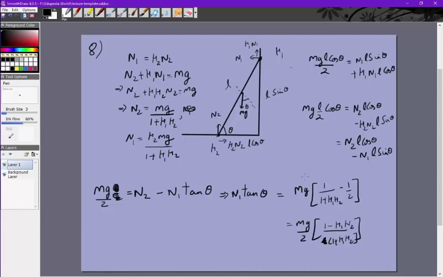Right, now let's start looking at the options. First of all, we can just see from intuition that mu2 cannot be 0.